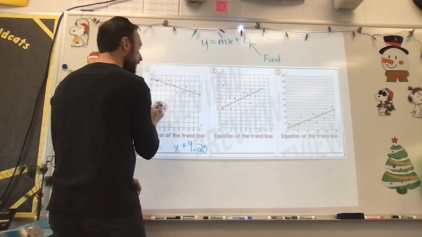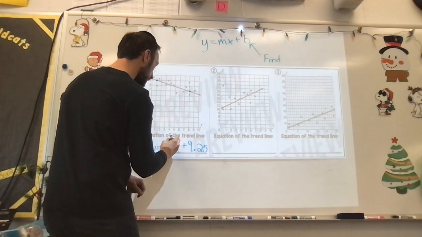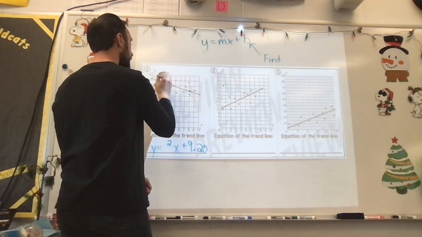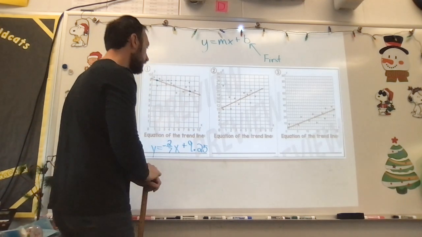And to find the slope, I'm just going to pick a couple of good points on there. There's a good point here and a good point here. So I'm going to go up 1, 2. So my rise is 2 over 1, 2, 3, 4, 5, 6, 7. So my run is 7, and it's going downhill. So that'd be a negative 2 sevenths x.